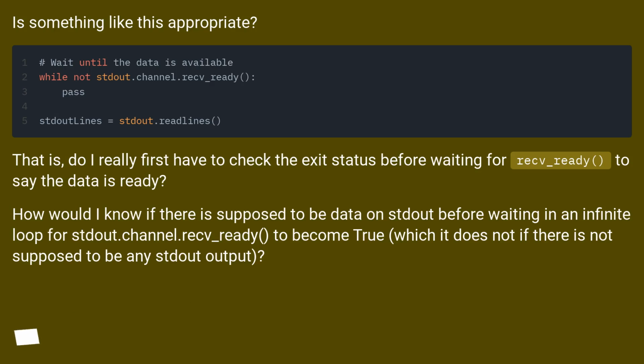That is, do I really first have to check the exit status before waiting for recv_ready to say the data is ready? How would I know if there is supposed to be data on stdout before waiting in an infinite loop for stdout.channel.recv_ready to become true, which it does not if there is not supposed to be any stdout output?